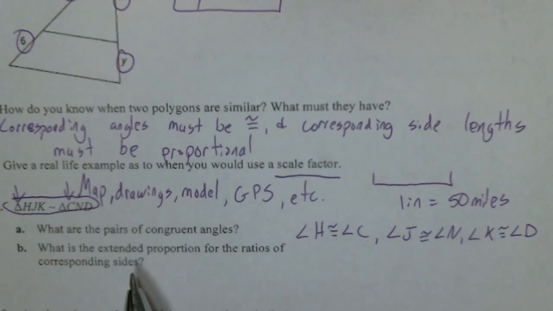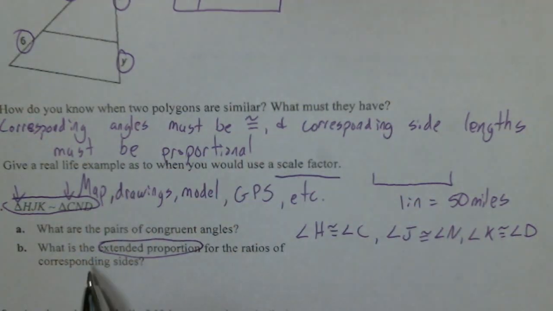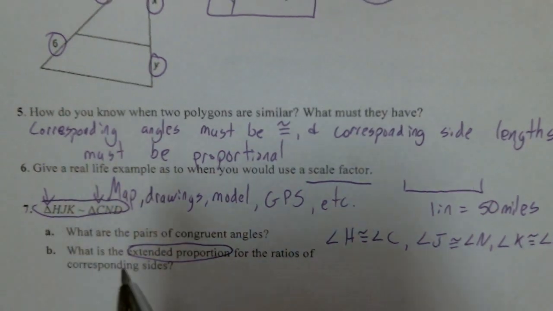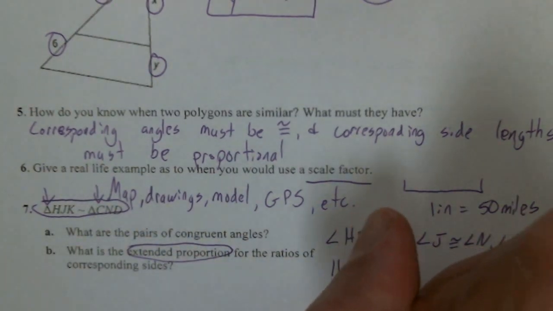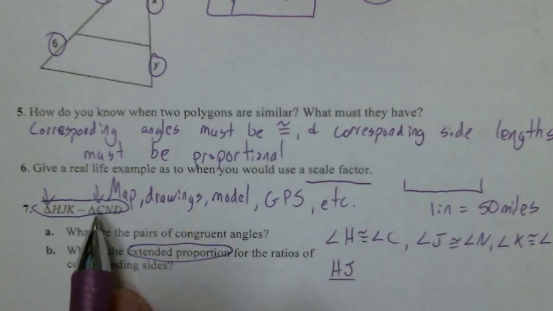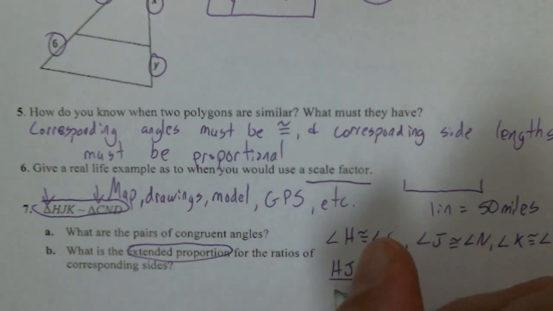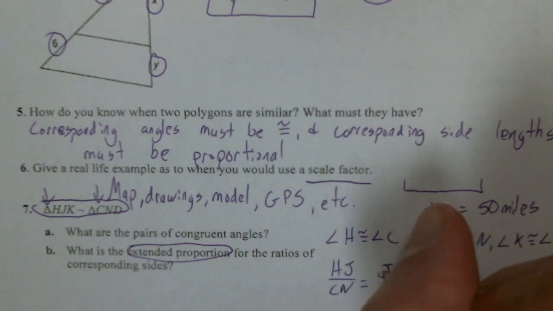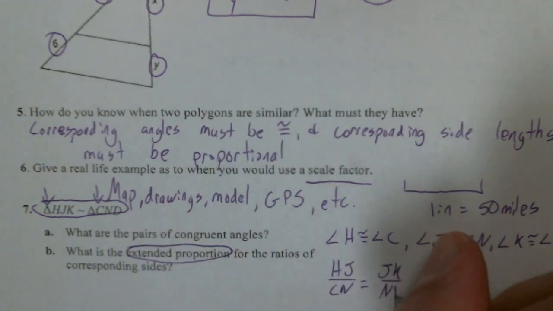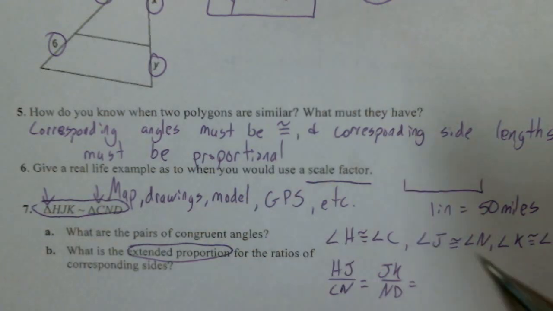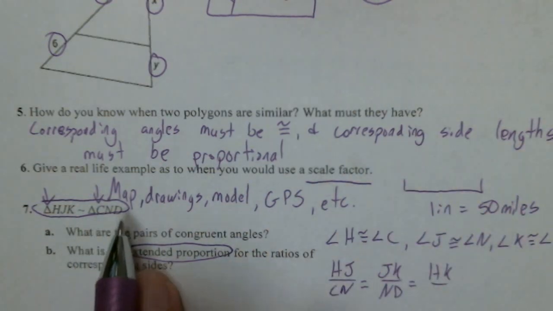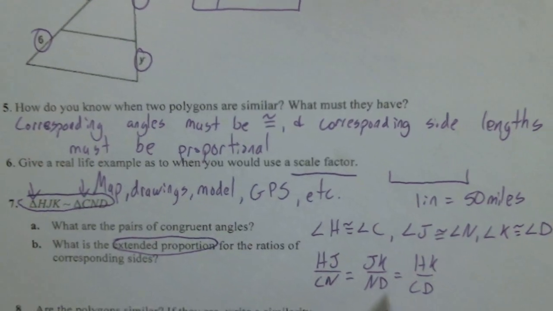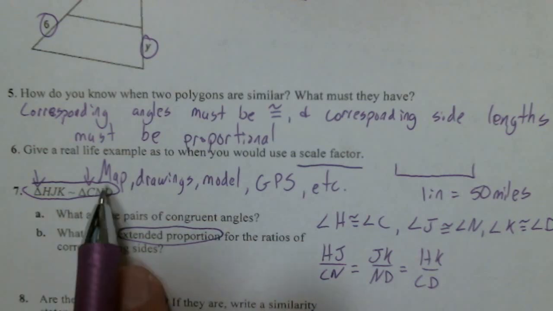Okay, that's the angles. Now, the second one says, what is the extended proportion for the ratios of the corresponding sides? Corresponding side lengths must be proportional with these ratios. Once again, I'm just going to match up the letters. The first 2 slots are H and J. Okay, so HJ, that side length over the side length of the second triangle, CN, okay, that ratio has got to be the same as the second and third slot. JK over the second, third slot, ND. And that ratio has to be the same as the first and the third slot, the last combination. HK divided by CD. Guys, you could draw a picture if you wanted to, but really all you need to do is just look up here at the similarity statement to match these up. These 3 ratios have to be the same for these two triangles to be similar.